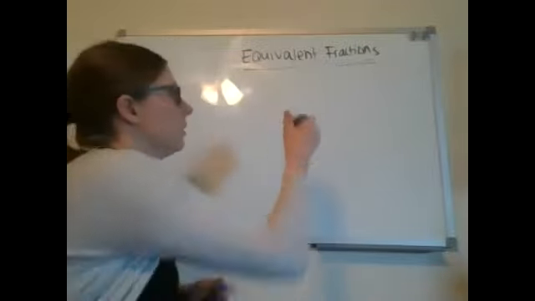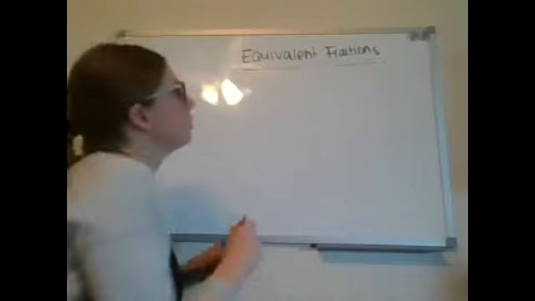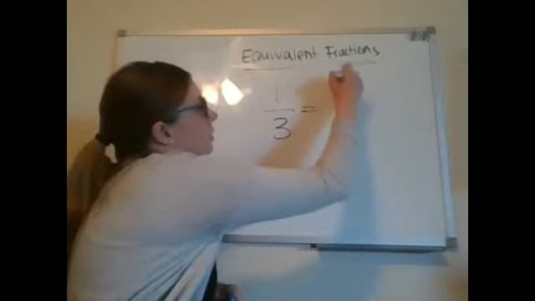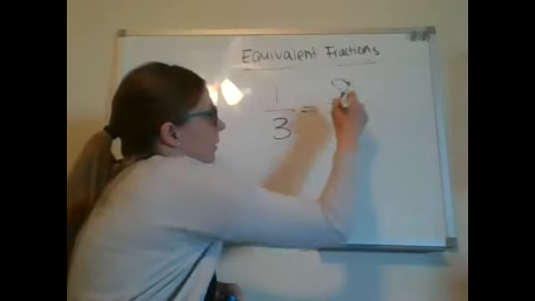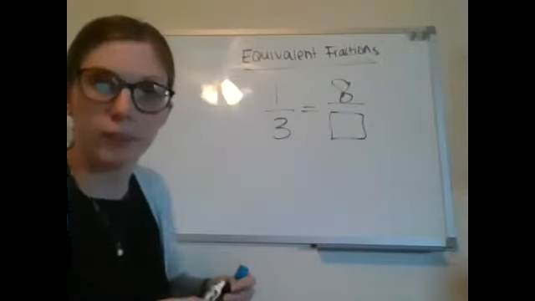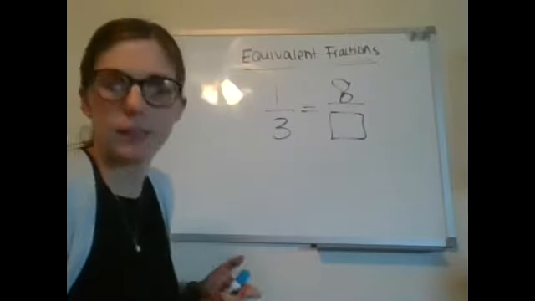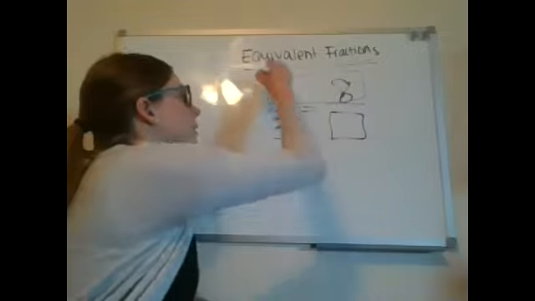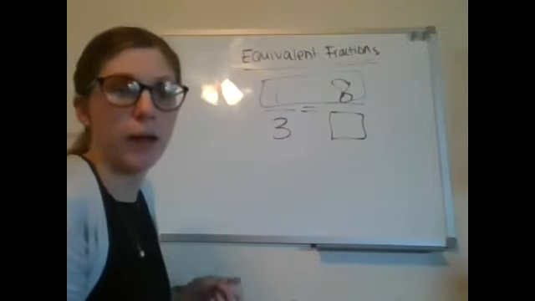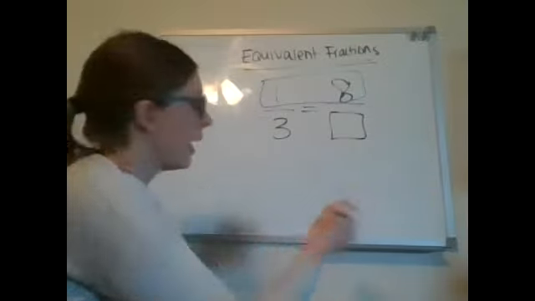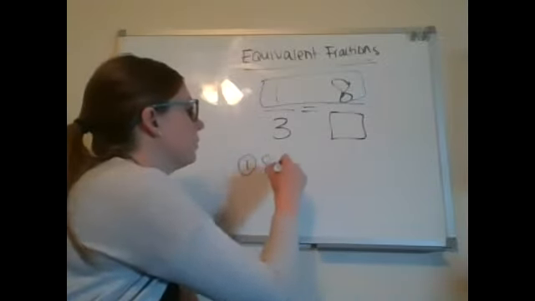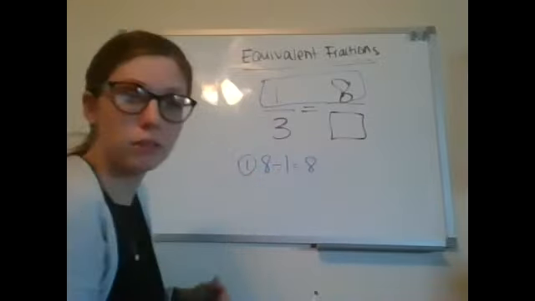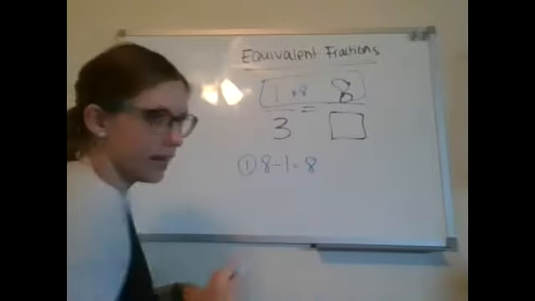Okay, let's try another one. Say I have 1/3, and I want to find out what it's equal to, 8 over something. We want to know what that bottom something is. So on this one, we have both of the numerators, so we're going to do the exact same thing. We're going to find the multiplier by working backwards to see 1 times what is 8. To do that, we would do 8 divided by 1. 8 divided by 1 is 8. So our multiplier here is 8.